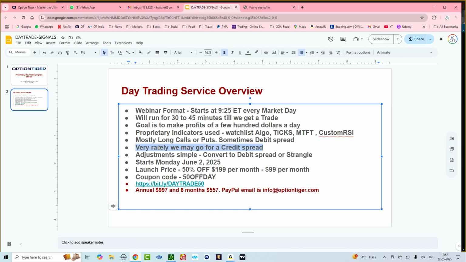Obviously we want to keep things simple. That is the goal of the service. We don't want to complicate things. The adjustments will be simple. If we have a long call or a long put and we feel that the trade is not going in our favor, then we will convert it to a debit spread, or we'll convert it to a strangle. If you're unsure which way it's going to go, then we'll convert it to a strangle. So that's it. It's kind of simple. Even if you're somewhat of a beginner, as long as you know a little bit about spreads, I think that would be plenty for this.